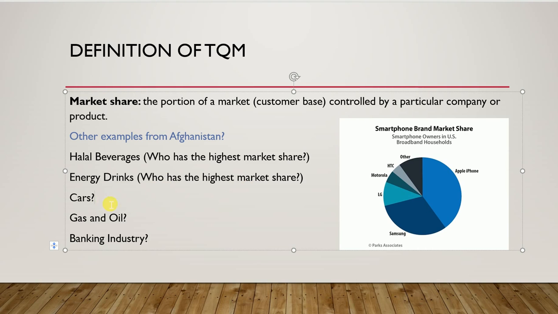In terms of cars, we know that Corolla cars have more market share. Gas and oil, Ghazanfar Group has a greater market share. In the banking industry, I think before, Kabul Bank was the leading bank and had a greater market share, but nowadays I think it is Azizi Bank that is a pioneer and leading bank. And in this picture, you can see that in the US, for the total market share of all mobile phones, the larger portion is retained by Apple, followed by Samsung, LG, Motorola, HTC, and others.